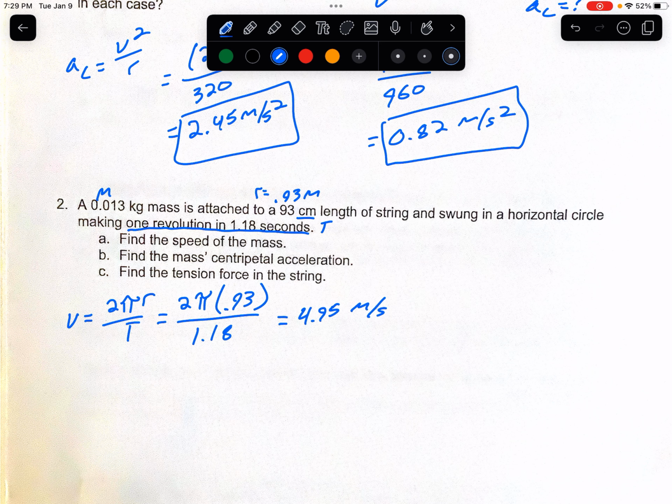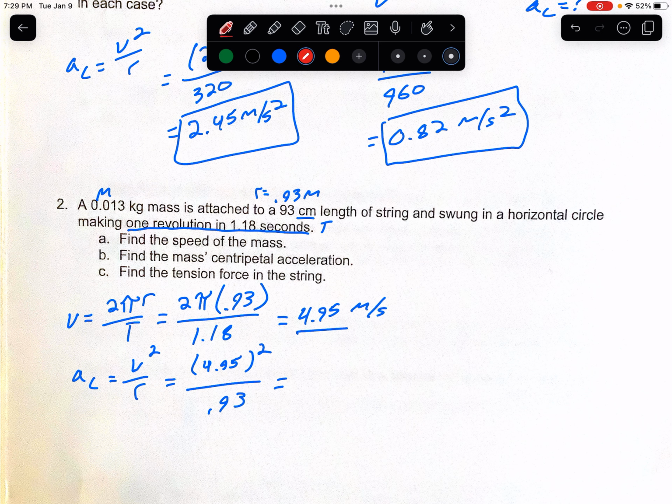B, find the mass's centripetal acceleration. So we're going to look for AC. AC equals V squared over R, and now I have V right here. So we're going to take that 4.95, square it, and divide it by our radius, which is 0.93. Just be careful.